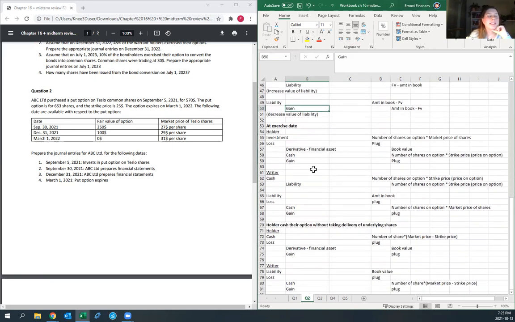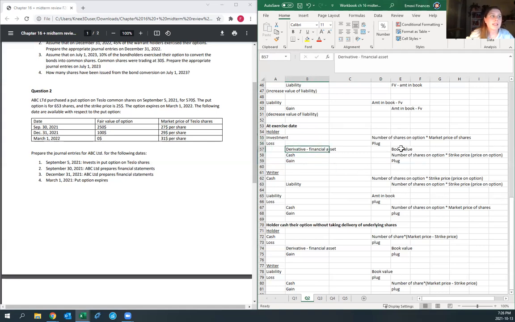When the holder decides to exercise their rights to buy the option, then on their end, they're going to book an investment of the number of shares on options. Normally, they're going to tell you in the problem how many shares they have agreed to buy, times the market price of the shares. So not the price of the shares on the option, but the price that the shares are currently trading at on the market. It might be a loss, might be a gain. I just put them both there so you can plug them.